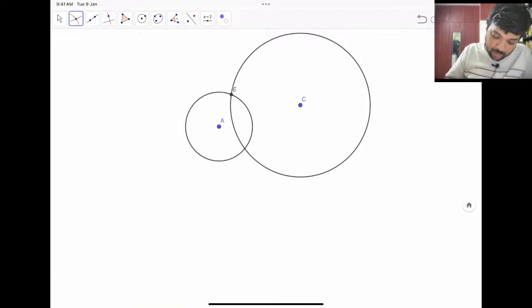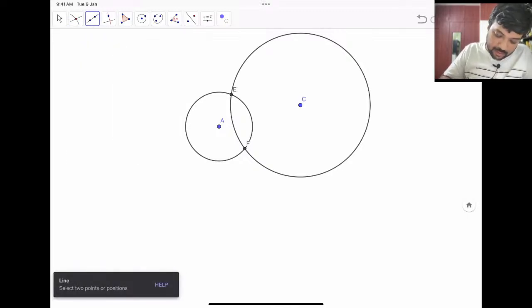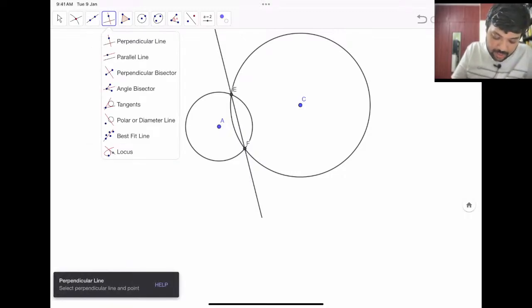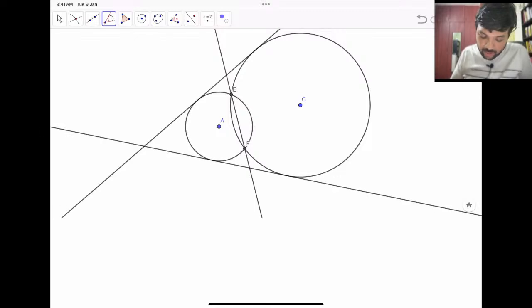So let's take the intersecting points. That's the radical axis in this case, right? The common secant. And let's draw a common tangent. That we can draw easily in GeoGebra. Just pick the two circles, we'll draw every common tangent.